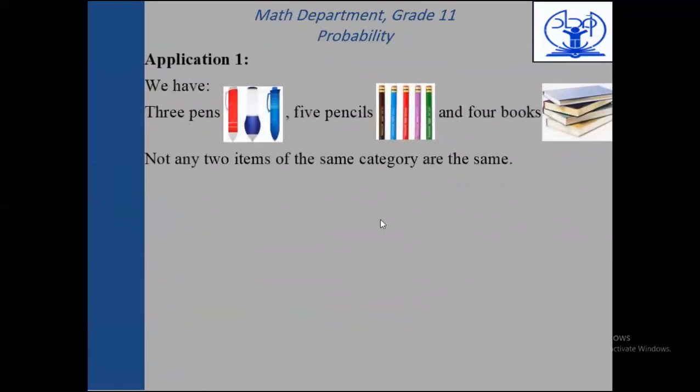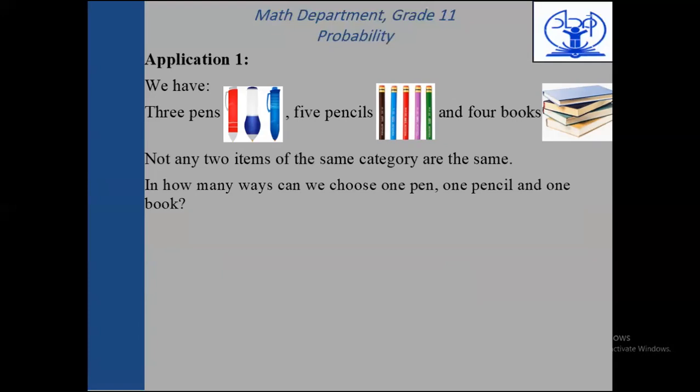Application 1. Assume that you have 3 distinct pens, 5 distinct pencils, and 4 distinct books. Not any two items are the same. So every item is different from the other. In how many ways can we choose one pen, one pencil, and one book?